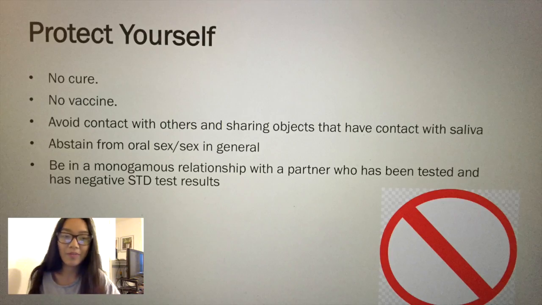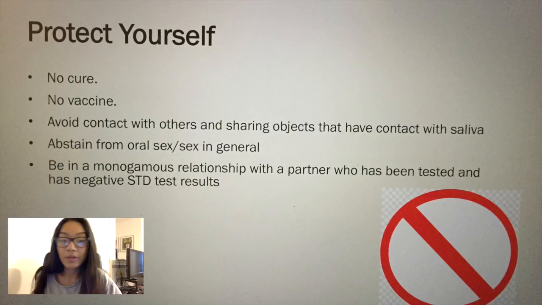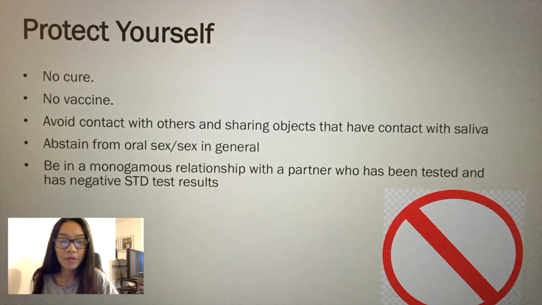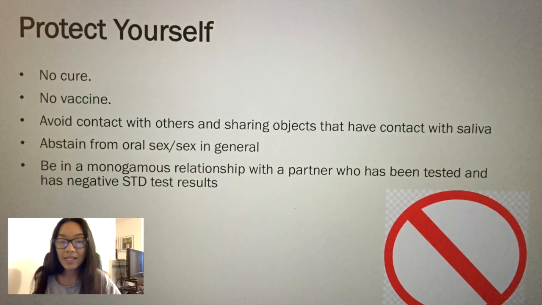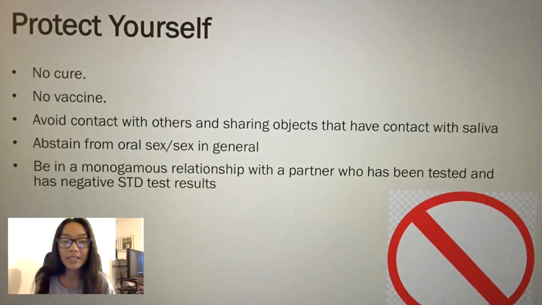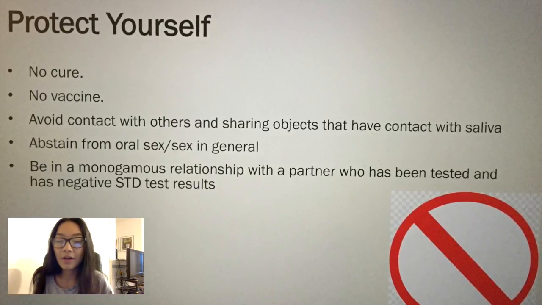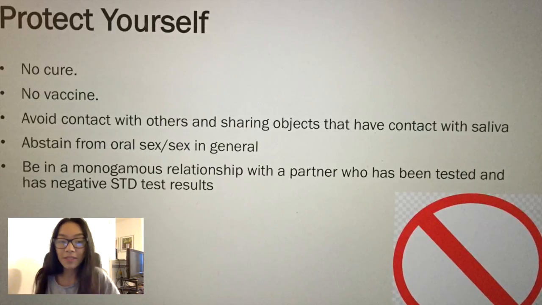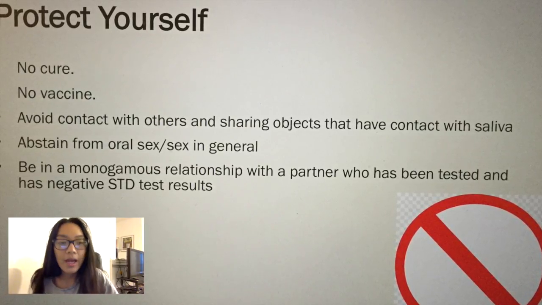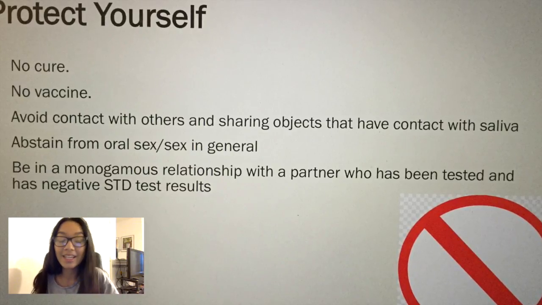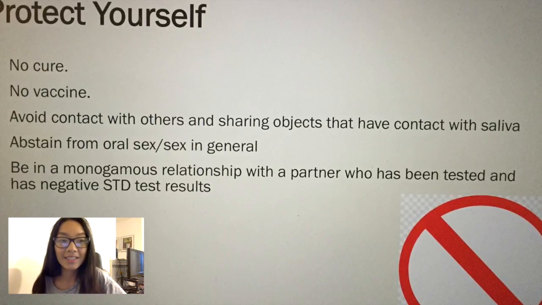Lastly, I want to talk about prevention. Like I said before, there is no cure and no vaccine for herpes, so it is very important to protect yourself. In order to do so, you can take preventative measures such as avoiding contact and sharing objects that have contact with saliva with those who are infected with herpes. You should abstain from oral sex or sex in general, and you should be in a monogamous relationship with a partner who has been tested and has negative results for STDs.